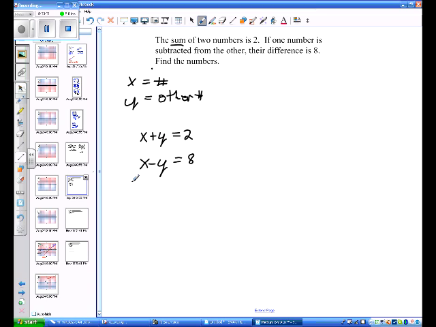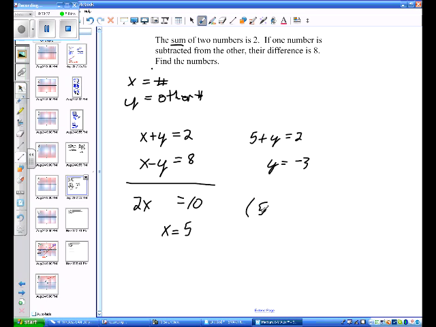We want to solve it. Well, we already have opposite coefficients, so we could simply add these together. So 2x, our y's drop out, equals 10. So x equals 5. Then we could substitute into one of our equations. 5 plus y is 2. Subtracting 5, y is -3. So our other number would be -3. So we have 5 and -3.